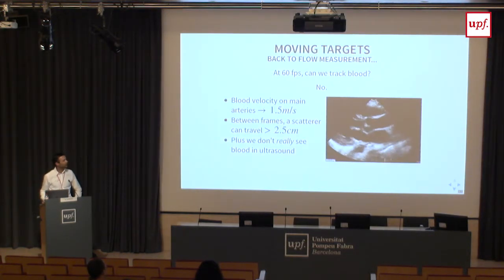The first reason is that blood can move, for example, in the aortic outflow in a healthy patient, at about 1.5 meters per second or even higher. And in diseased patients, it can be much, much higher. So if you are at 60 frames per second and you're looking at a particle of blood, this particle can move like 2.5 centimeters. And we know from the previous talk that you can track perhaps displacements that are just a few pixels. So this would be, in standard ultrasound resolution, perhaps 30, 40 pixels easily. So of course, you are not going to be able to track it so far.